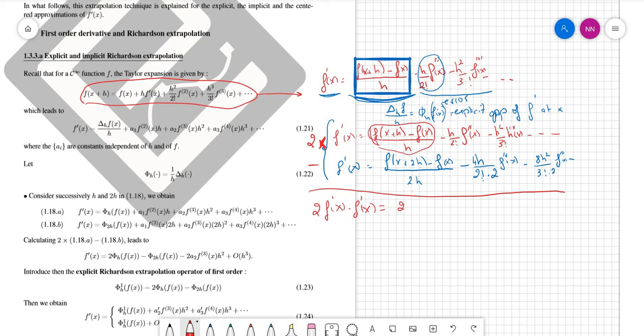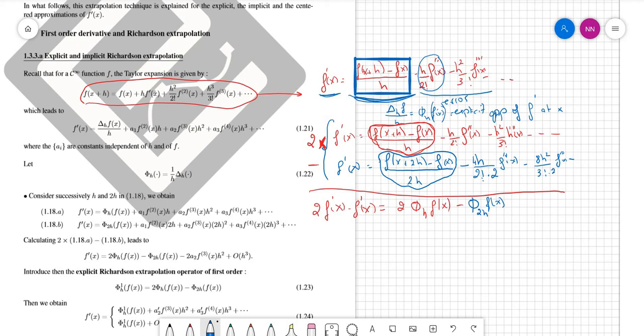This expression f of x plus h minus f of x over h, we already denoted it phi h of f of x. Okay, minus we take the second expression of the approximation of the derivative, which is down here. So this one, we take this one, so it's phi 2h, because it's the explicit approximation with a step size of 2h of f of x.